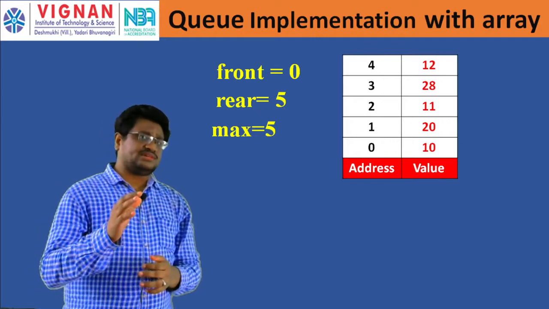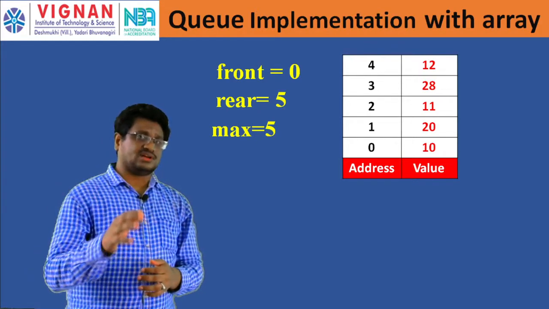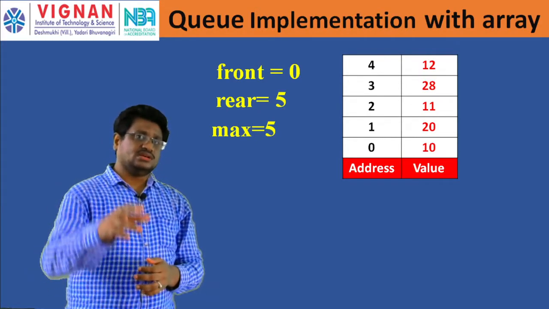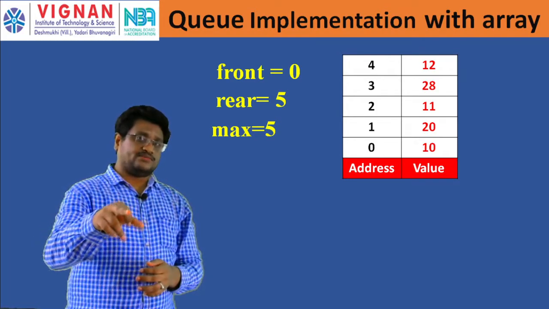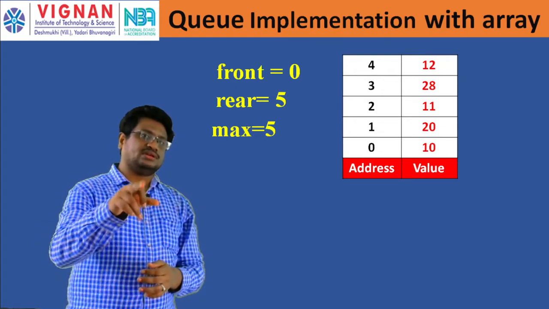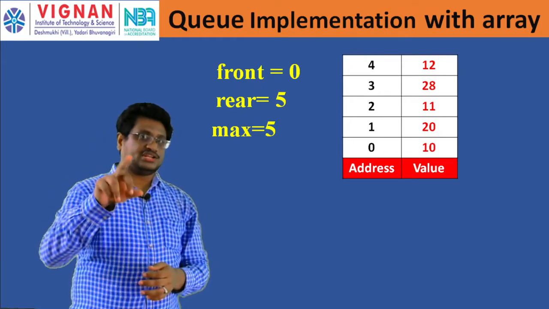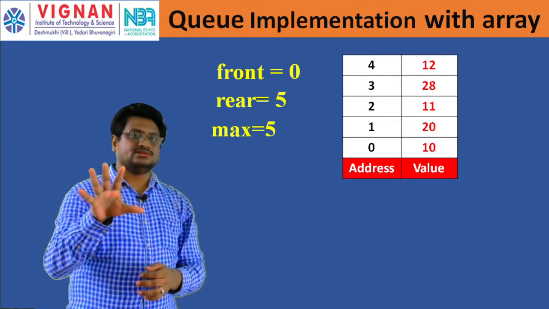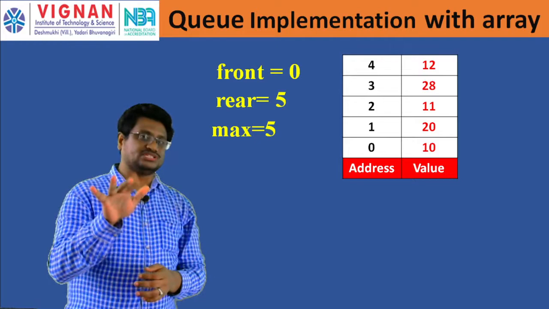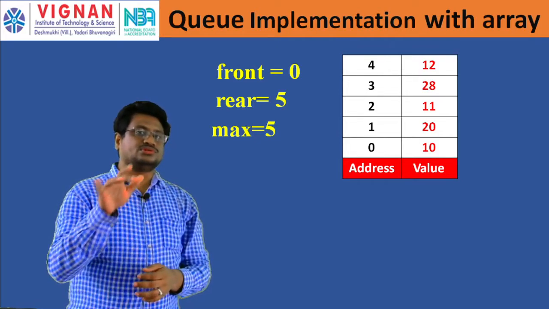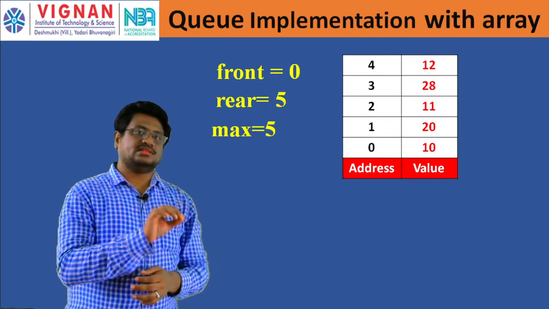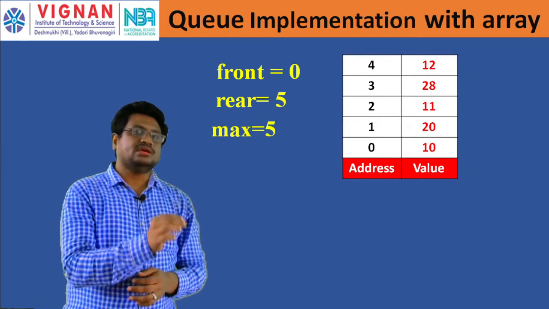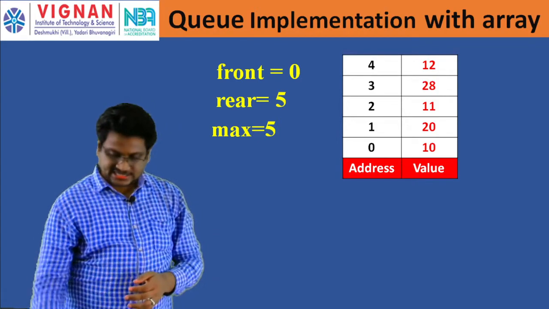So if the queue values are like this, then rear is 5. If I want to insert an element, I have to insert at the fifth address. But the queue has a size of 5, so that means only 0 to 4 are available. Is the fifth available? No. So if rear is like this, then I cannot insert a value in the queue. So what is the condition here?